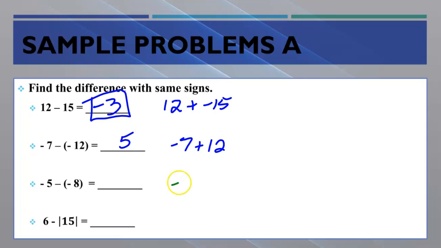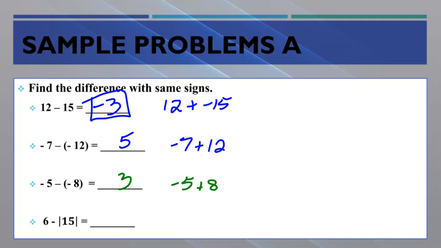Next, I have negative 5. If I add the opposites, I add, and the opposite of negative 8 is a positive 8. The signs are different, so that means I have 8 minus 5, which is 3. 8 is bigger than 5. 8 is positive, so my answer is positive.